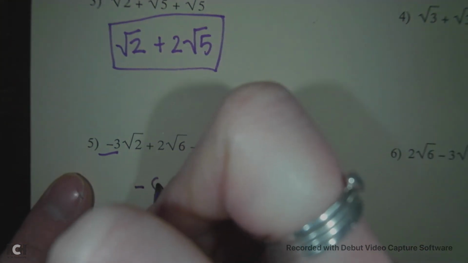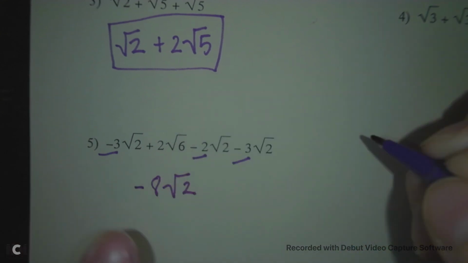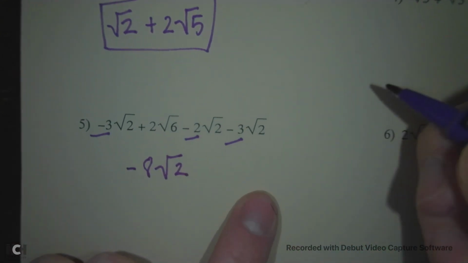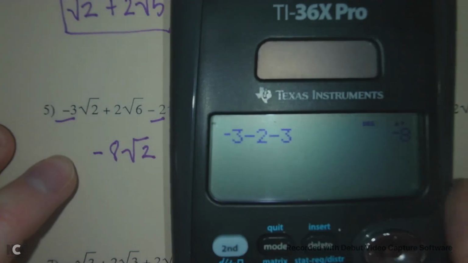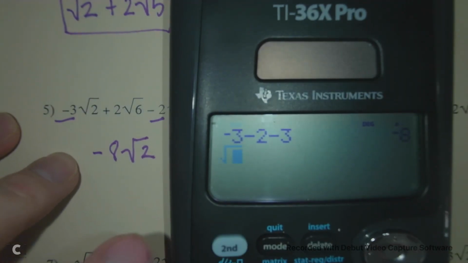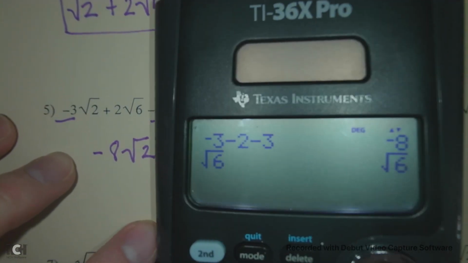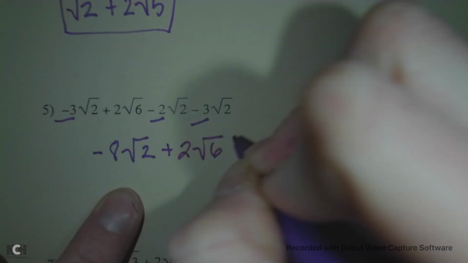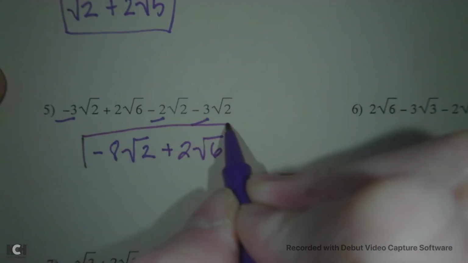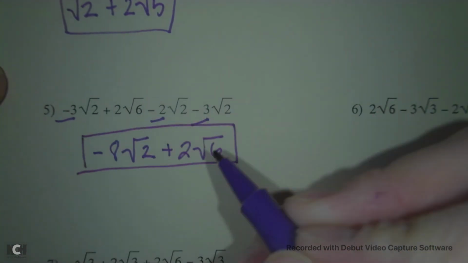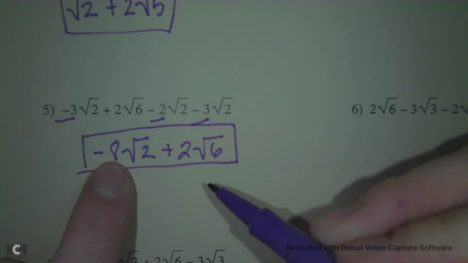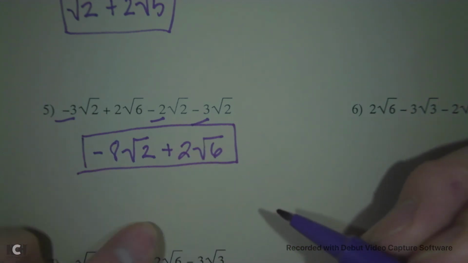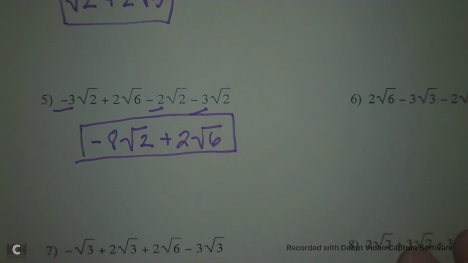So I have -8 root 2's, and then we have to check and see if we can reduce our root 6. So we're going to put in the square root of 6 and see if that reduces, and it does not. So that means that it is not like the root 2's. So we just add it on the end, plus 2 root 6. So we've combined all the root 2's, and we have -8 of them. And then we have another 2 root 6 that doesn't really match with those.